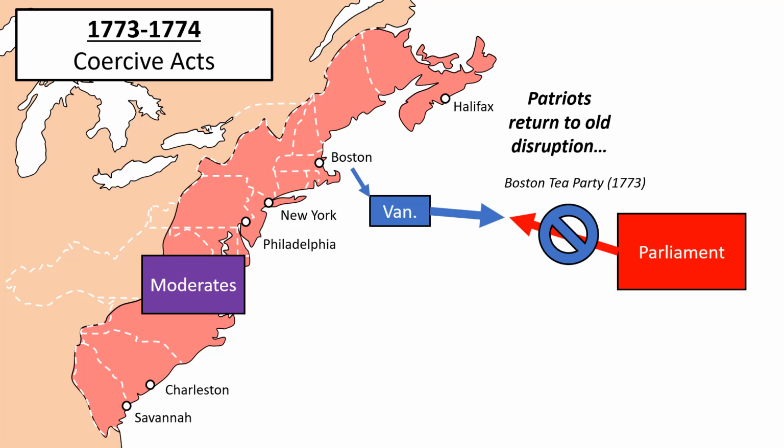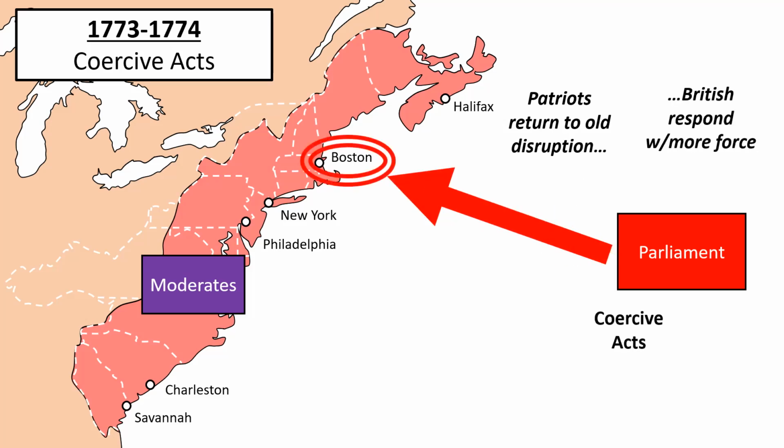In reality, the Tea Party turned out to be a Patriot own goal. The furious British responded with a dramatic escalation of power. Under the Coercive Acts, the port of Boston was closed, the Massachusetts Constitution was suspended, and colonial judicial rights were restricted, and the British would back this up with another troop reinforcement.